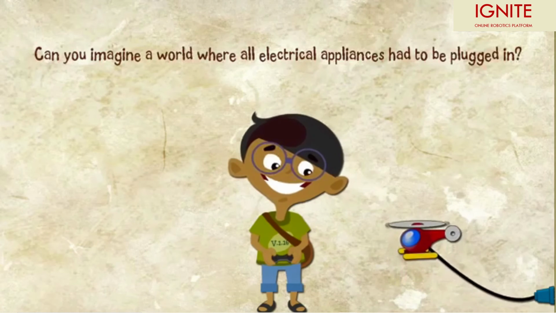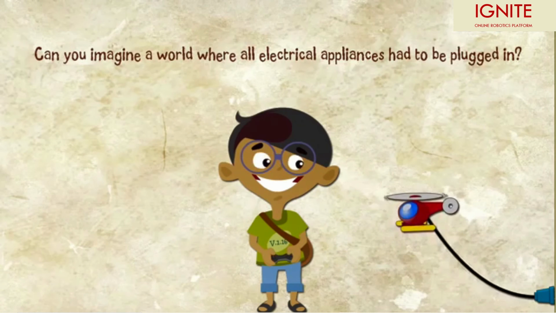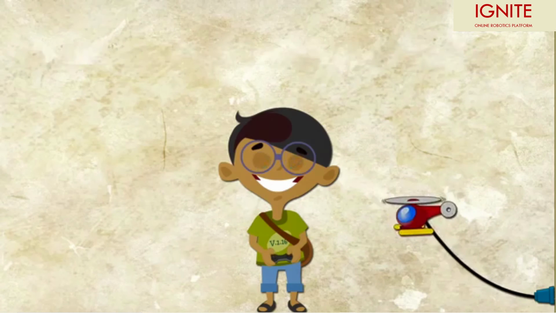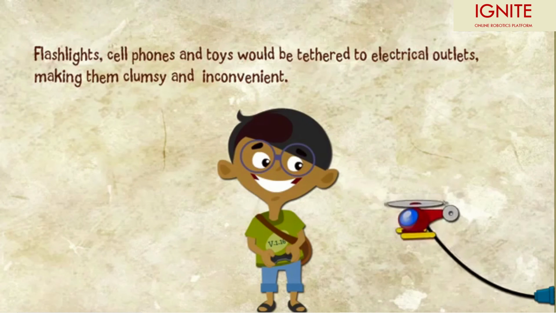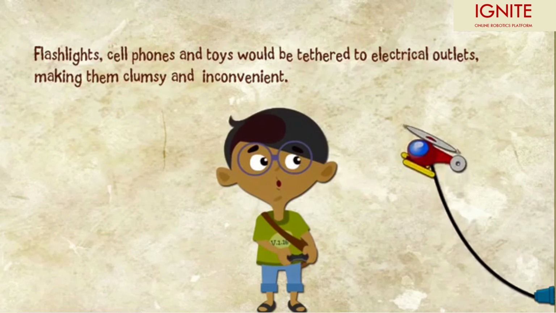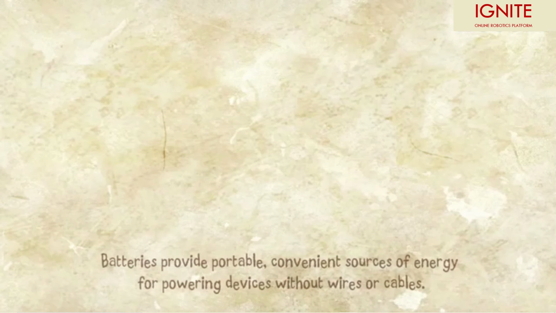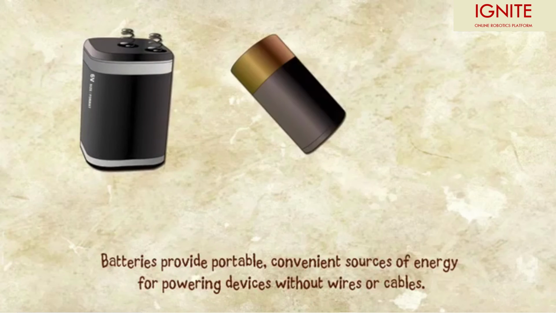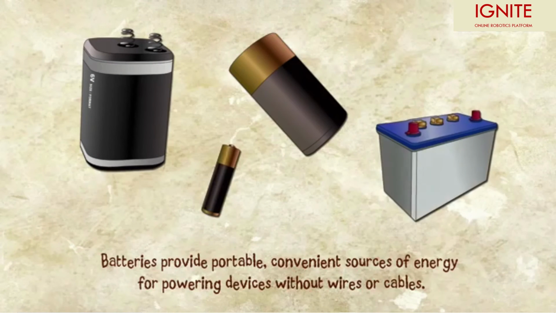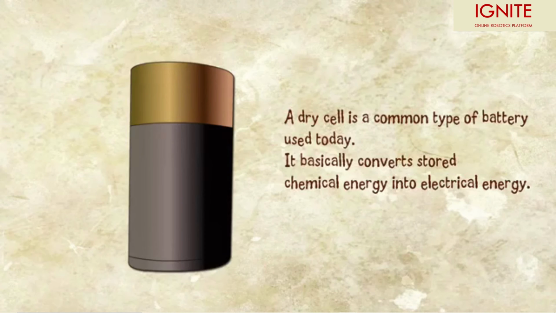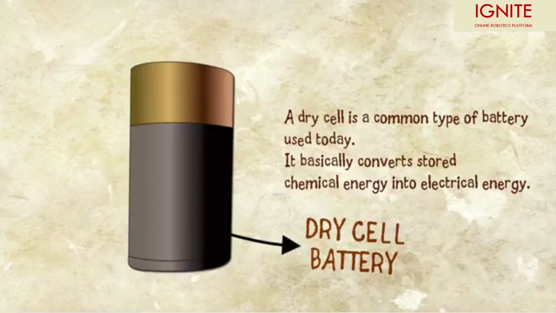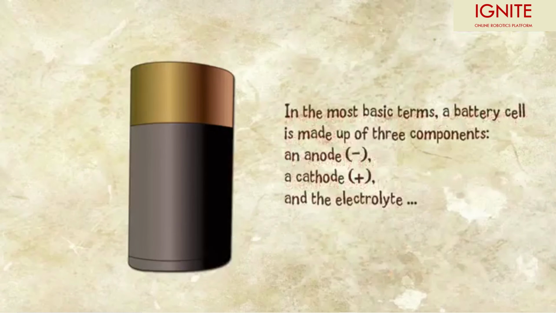Can you imagine a world where all electrical appliances have to be plugged in? If the battery was not invented, there would be a great problem. You would not be able to play with toys because there is no battery. A battery provides a portable, convenient source of energy for powering devices without wires and cables. So this is a dry cell. It's a common type of battery today. It basically converts chemical energy into electrical energy.